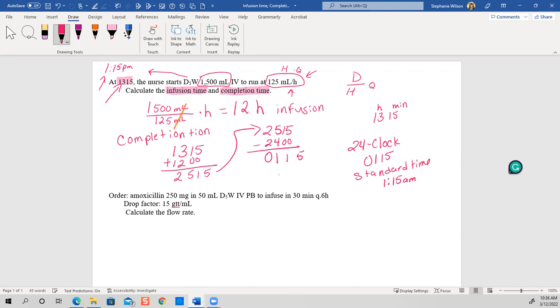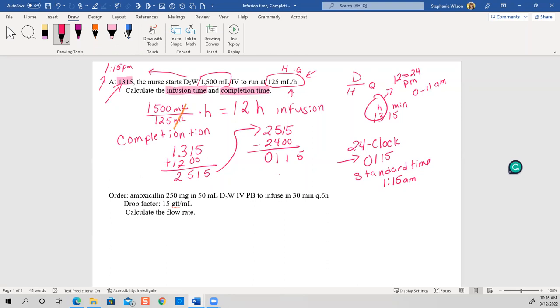1:15 a.m. Now remember, the first 2 digits of this 24-hour clock, if it is 12 or greater, 12 to 2400 or 24, we know it's PM. If it's 0 to 11, it's AM. And that's why you do not write AM or PM with this. So our answer is 0115, and standard time is 1:15 a.m.